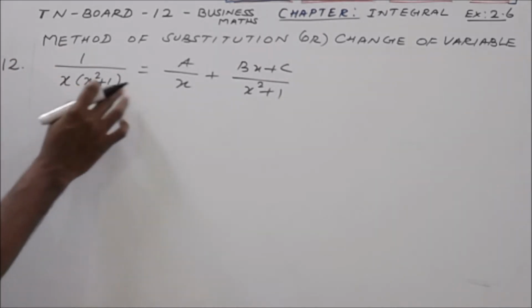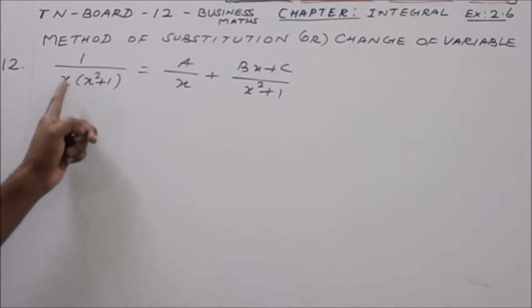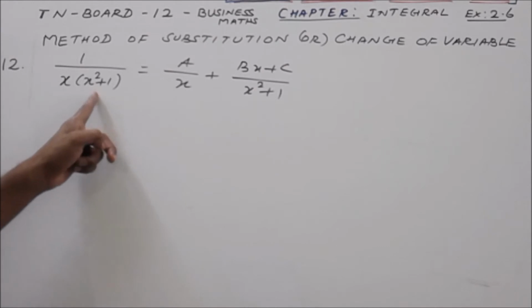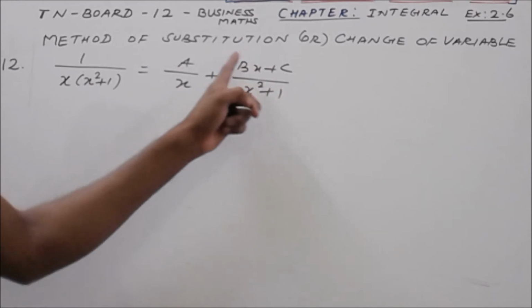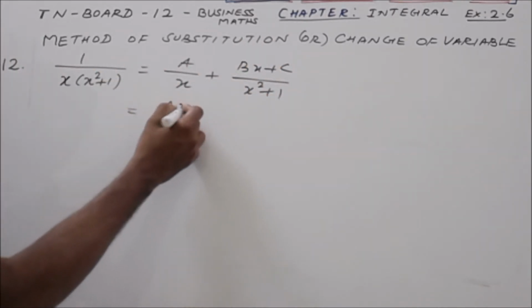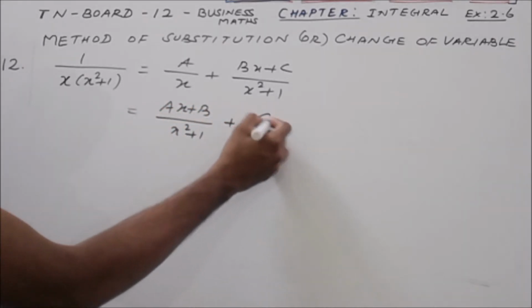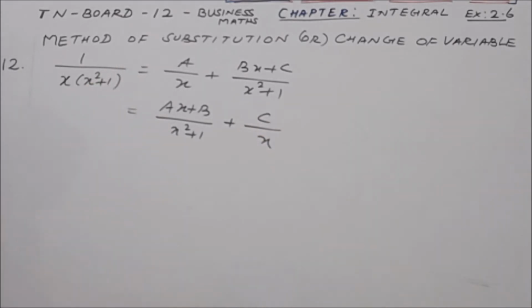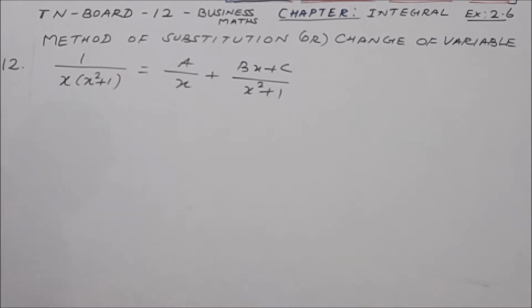Here 1 by x into x square plus 1 can split into two fractions, there are two factors, one is x, another one is x square plus 1. Here we have power 2, it is non-factorable, so for that purpose we are taking two values. Or it can be rearranged as ax plus b by x square plus 1 plus c by x. Any way you can write. You can choose this method or this way. Both ways you will get the correct answer at the last. Here I have split in this way.